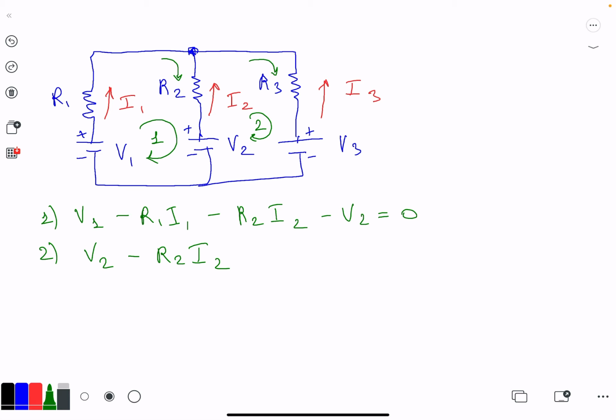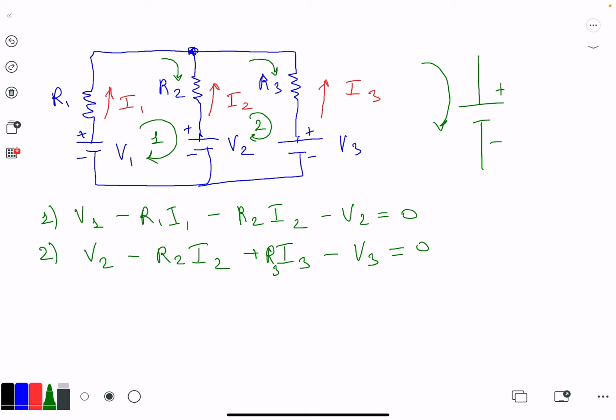The current I3 is opposite to my loop, so it will be added, plus R3 I3. Then it ends with the minus of the battery V3, so it will be minus V3. The reason I'm explaining is that this is minus, this is plus, this is minus. So when my loop is going like this, I go from plus to minus, therefore it's minus V3. It's equal to 0.